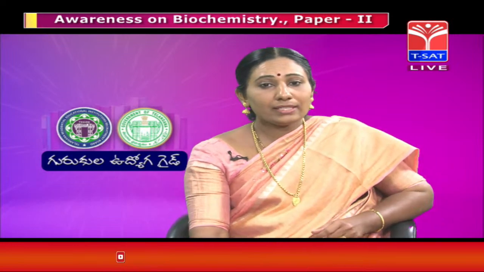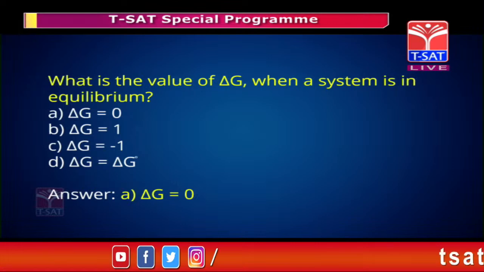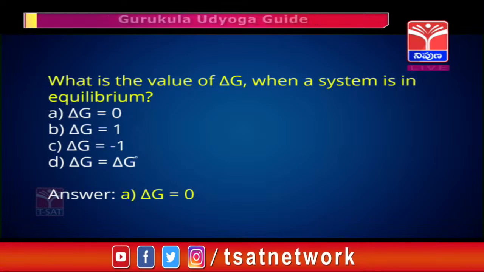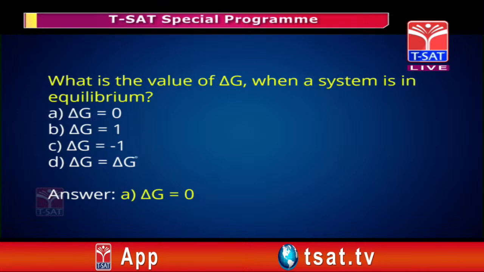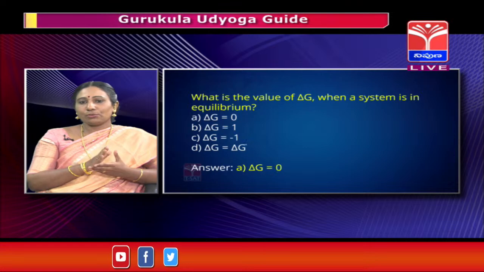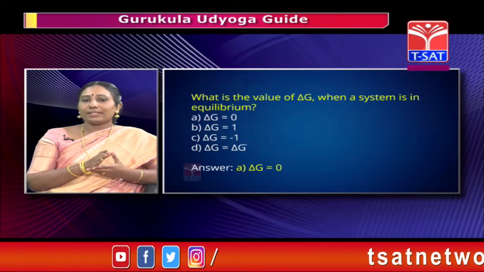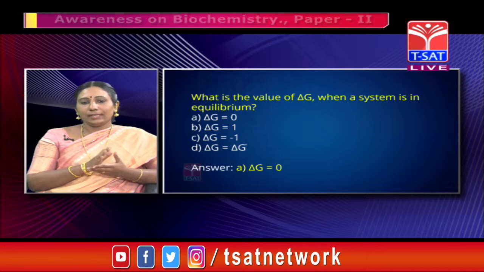And then we have: what is the value of delta G when a system is in equilibrium? So here you see the options given: delta G is equal to 0, and so on. Delta G is Gibbs free energy. I told you Gibbs free energy, entropy, enthalpy, all these concepts need to be learnt so that you can answer such questions from thermodynamics. Then delta G is -1, delta G is equal to delta G.